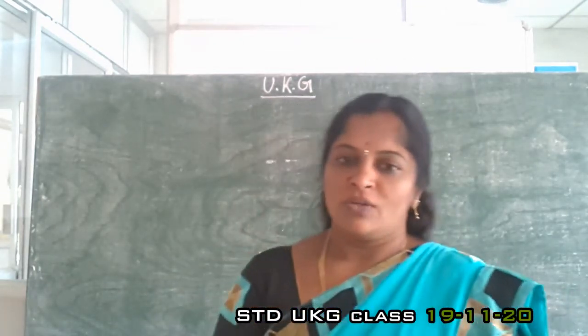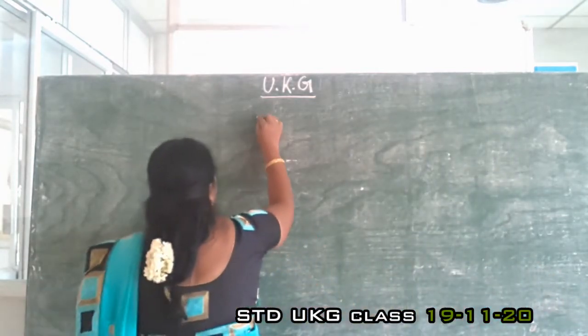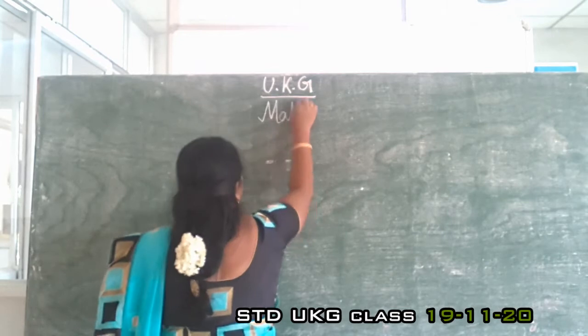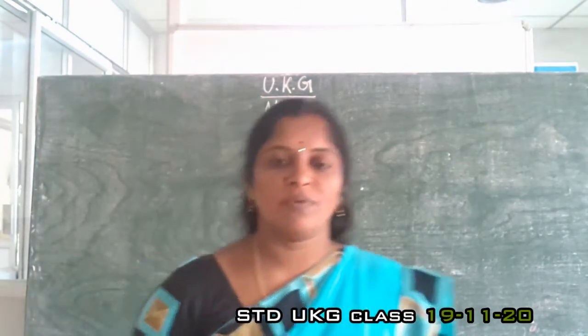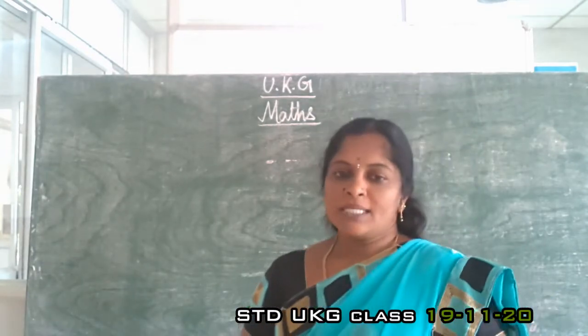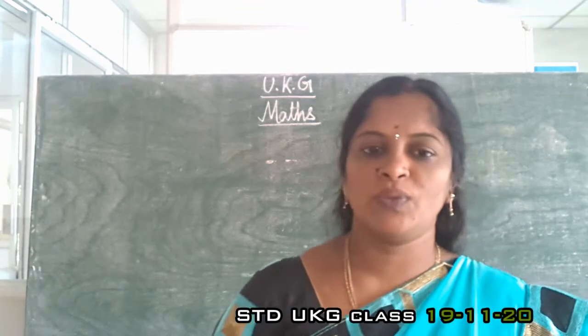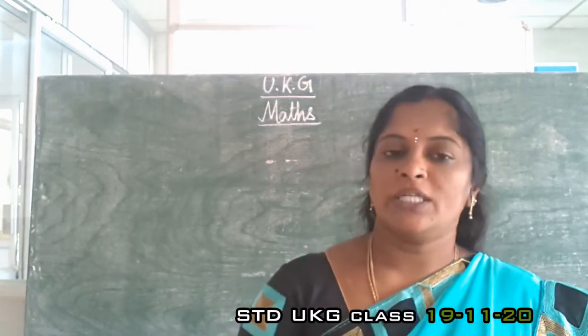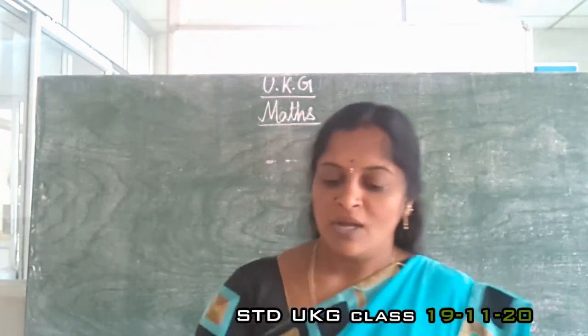Okay children, today's subject is Maths. Today we are going to learn about numbers. What kind of numbers? Writing numbers 1 to 100 and 101 to 200. First of all, we go to motivation in rhymes.